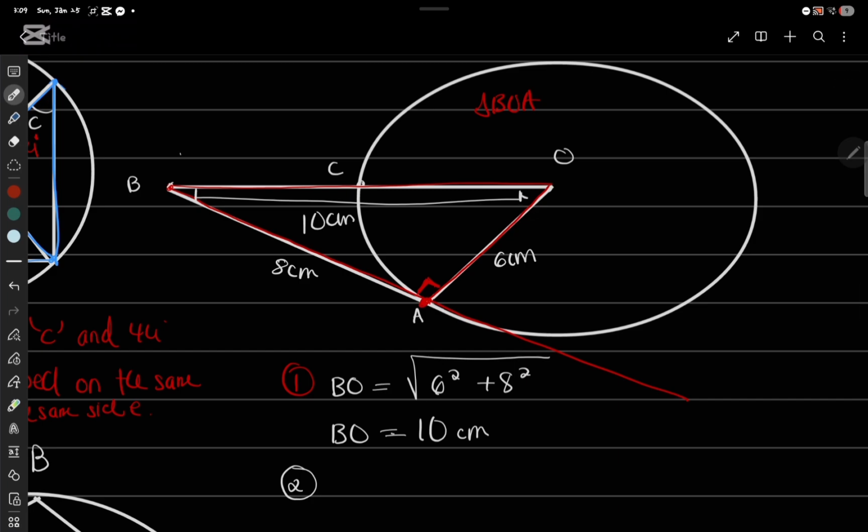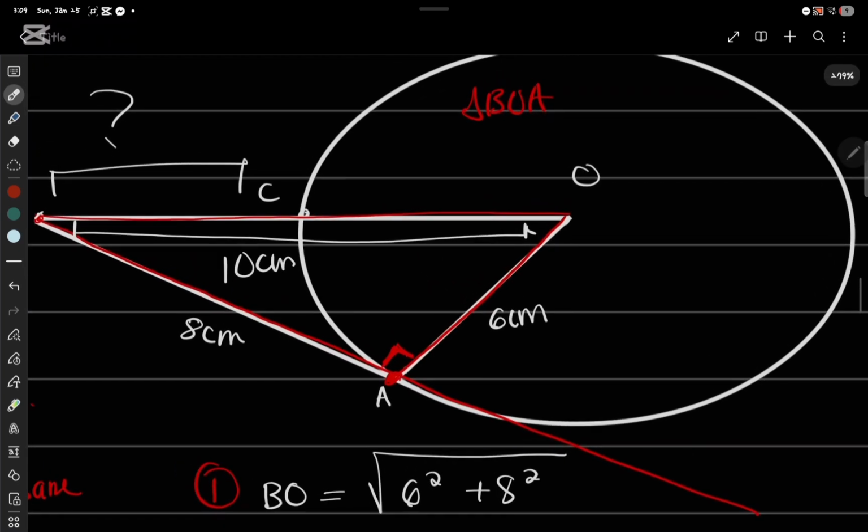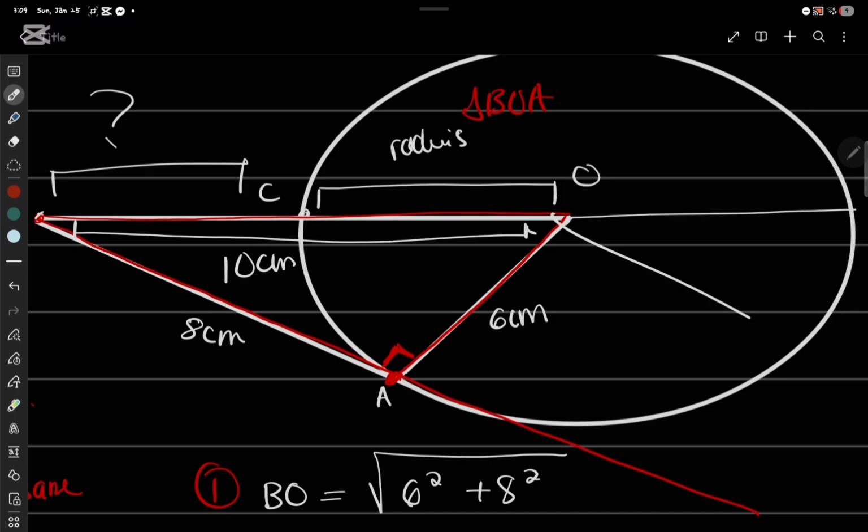Now, how do you even get BC? Okay, so to get BC, you notice that OC is the radius of the circle, right? And the radius is always the same length from the center of the circle. So we can see that OA is also a radius, because a radius extends from the center of the circle to the circumference. So this radius is 6 centimeters. So we can say that OC is also 6.